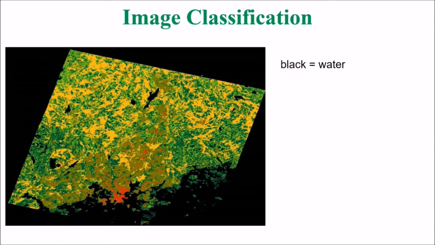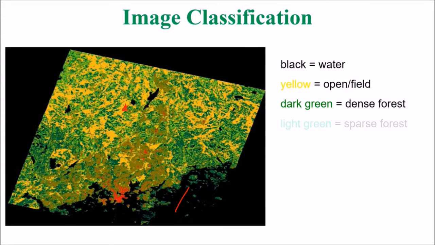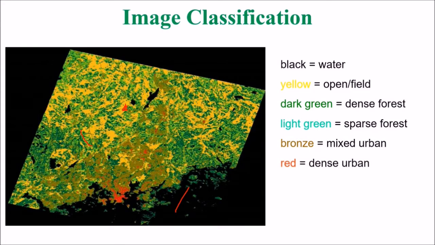In the classified image, see, black is water, yellow is open, this one is the open field. You can see the light green is the sparse forest, this one, and the bronze is your mixed urban, this one. And the red, of course, is the dense urban.